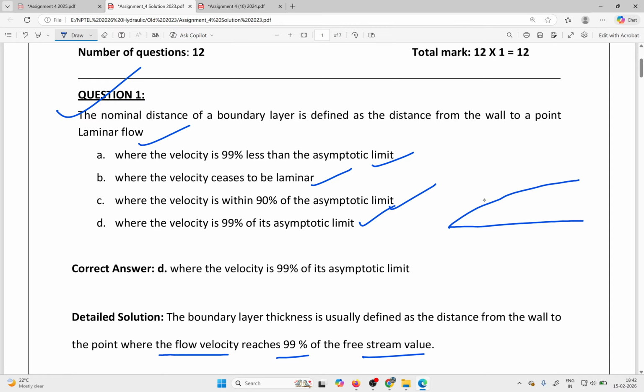So from here your velocity varies like that, the water is entering, so your velocity is varying like that. After that the velocity is constant. Means here your velocity is 99% of the free stream value. If here is the free stream, so this is your free stream 99%. So this was the question. So option D is correct here.